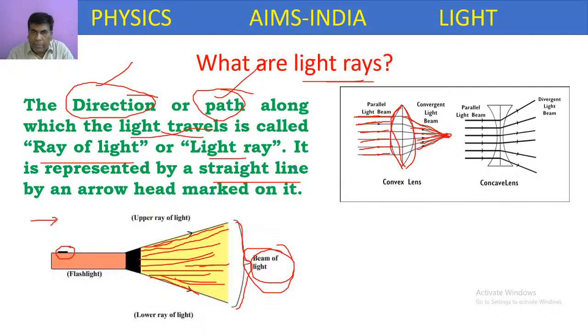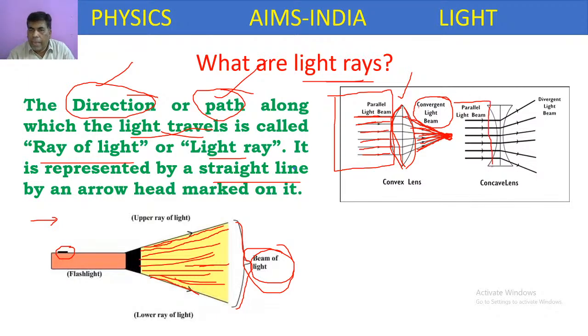So here what I mean to say is we have taken a convex lens, and we have passed some light rays. What light rays have we passed? A parallel light beam, meaning light rays which are parallel to each other. We have passed a parallel light beam onto the convex lens. Then what happened? After passing through the convex lens, all the light rays are moving towards one point, meaning they are converging, they are meeting at a point. So this kind of beam is called a convergent light beam.